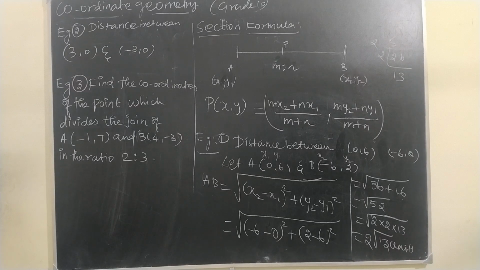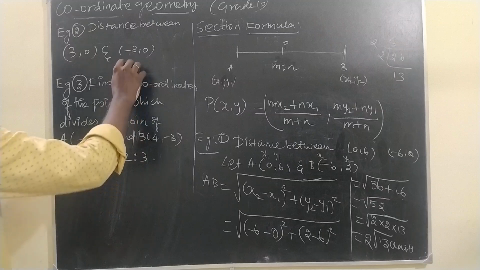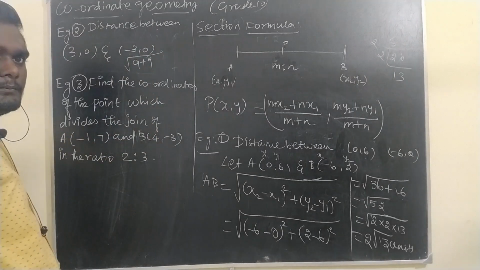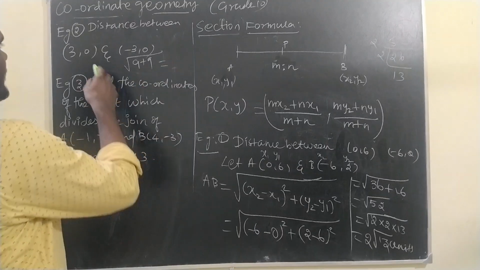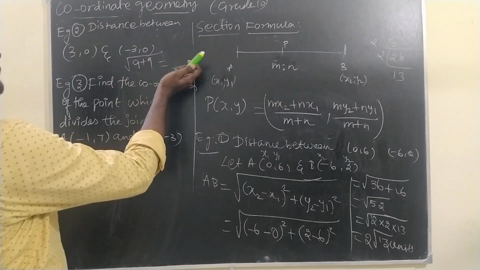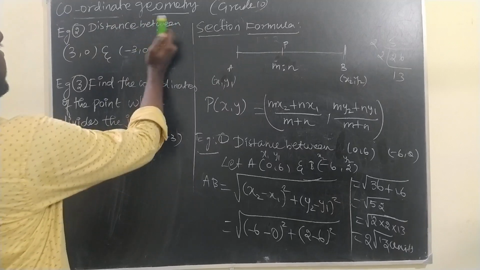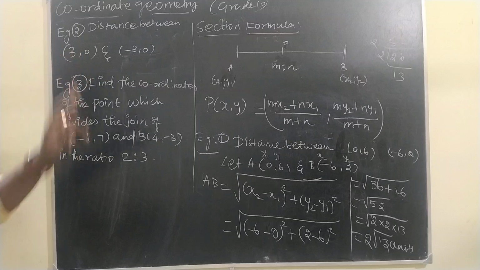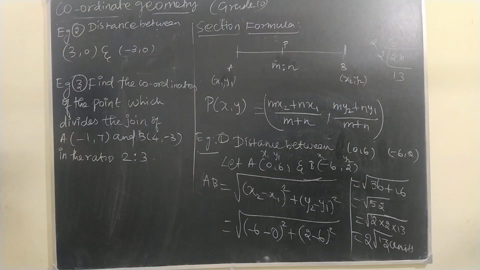Six units. How come it is 6 units? We may get square root of 9 plus 9. Is it? Yes, x2 minus x1. Oh, no. Minus 3 whole square. Minus 6 whole square, 36. Yes, 6 units. Correct.